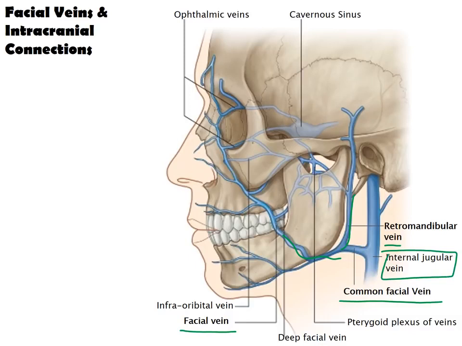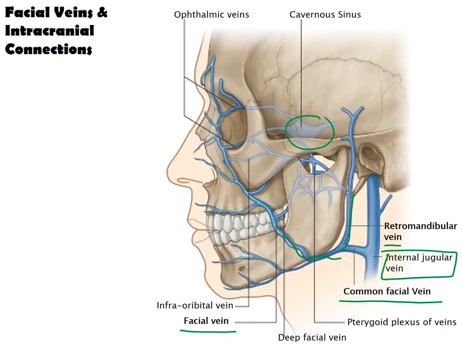Because we have more veins than arteries, veins tend to interconnect more often. The superficial veins of the face connect to deeper pterygoid veins in the infratemporal fossa. They can also connect to ophthalmic veins that run through the orbit. Ultimately, the deep veins of the face and those of the orbit connect to the cavernous sinus, which is shown here.